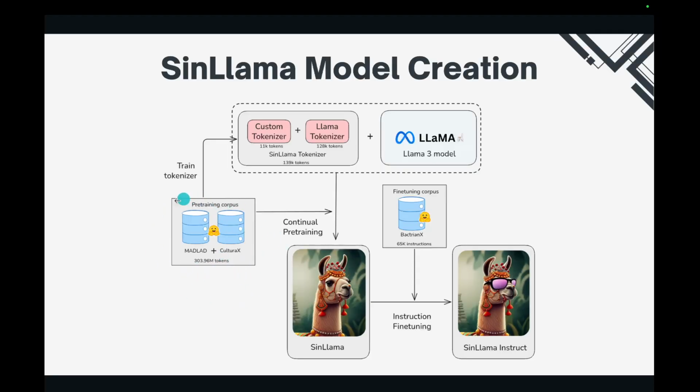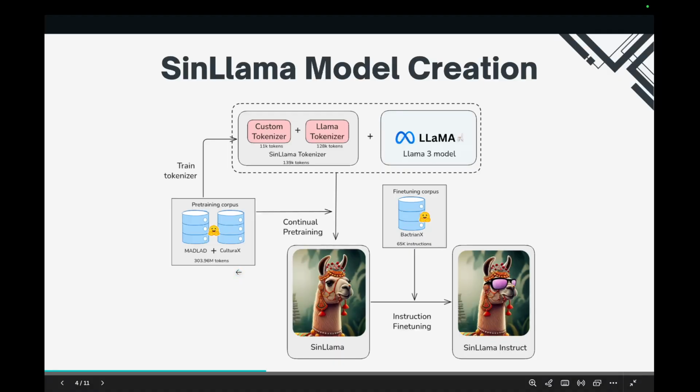Using this combined corpus, we trained a new tokenizer. We took the existing Llama tokenizer and embedded our new tokenizer into that to create a much larger tokenizer, which is able to tokenize Sinhala much more efficiently than Llama's tokenizer. Then we used this tokenizer and the Llama-based model, and using the same pre-training corpus we performed continual pre-training, and we ended up with what we call SynLlama, which is our base model.